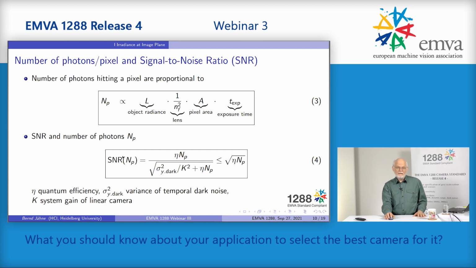Why is this significant? Well, the number of photons basically controls the signal-to-noise ratio, and I have written down here the equation for a linear camera. In any case, if you want to forget about these details, and we say we have a good camera where the dark noise is low, you can approximately say that the signal-to-noise ratio is the number of photons multiplied with the quantum efficiency, and then we take the square root of it. So if we collect 10,000 photons with a quantum efficiency of 1, we have a signal-to-noise ratio of 100. If we have only 100 photons collected, and also a quantum efficiency of 1, an ideal sensor, the square root of 100 is only 10.